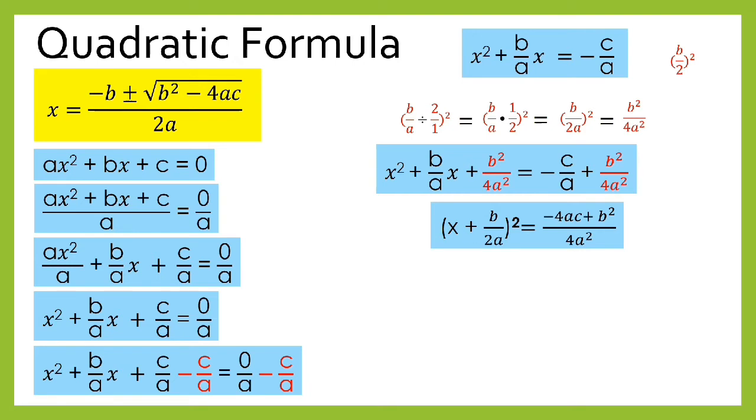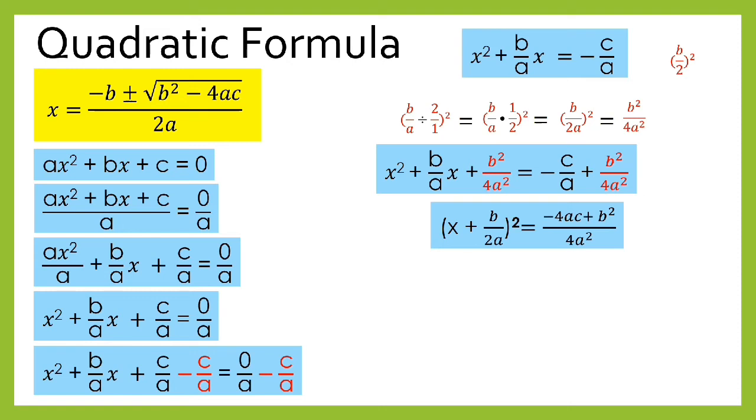On the right side of the equation, we get the LCD of a and 4a squared, which is 4a squared. 4a squared divided by a is 4a. Multiplied by negative c, we get negative 4ac. 4a squared divided by 4a squared is 1. Multiplied by b squared, we get b squared.